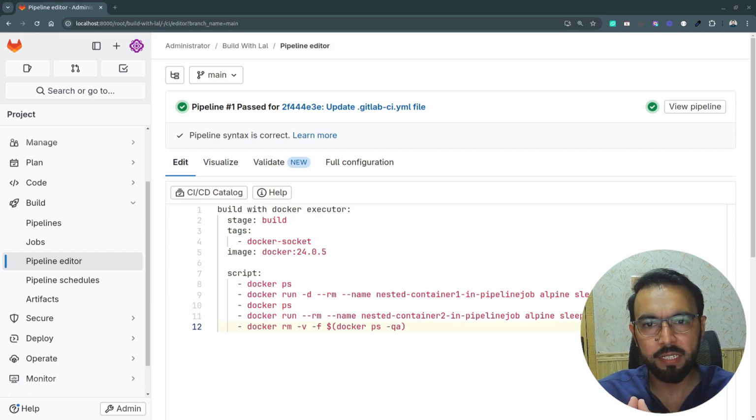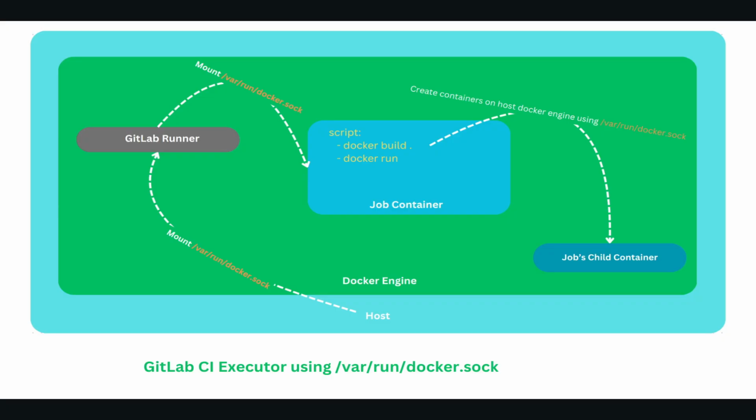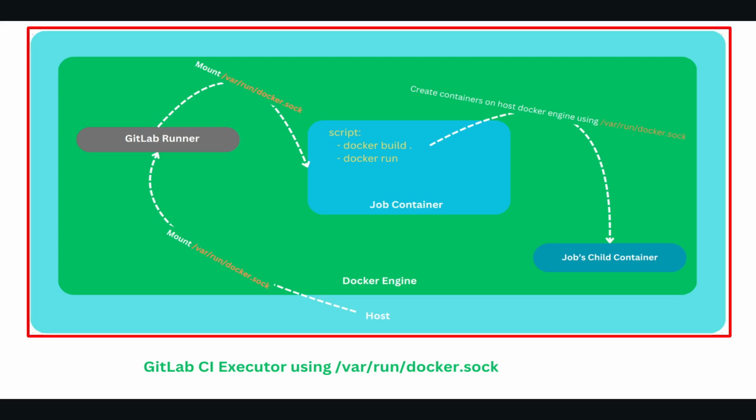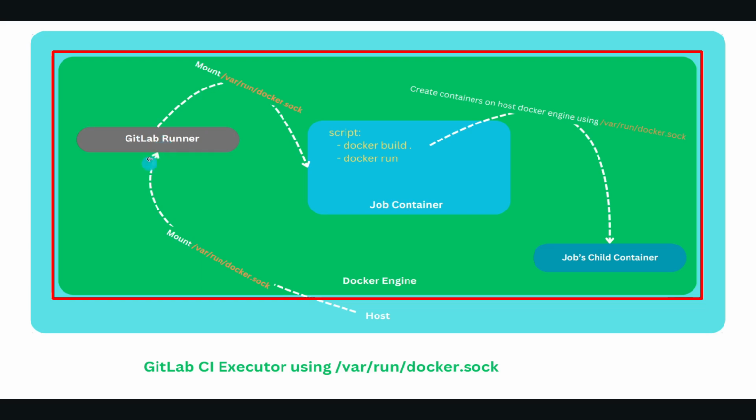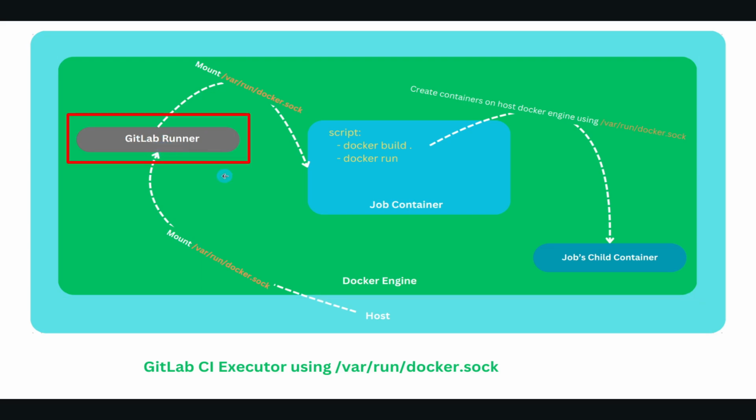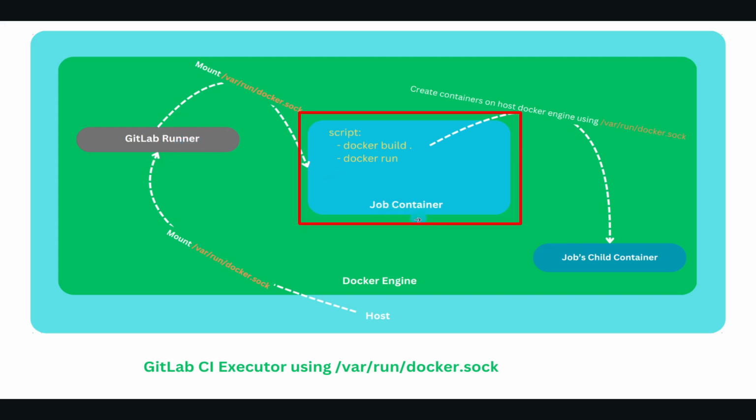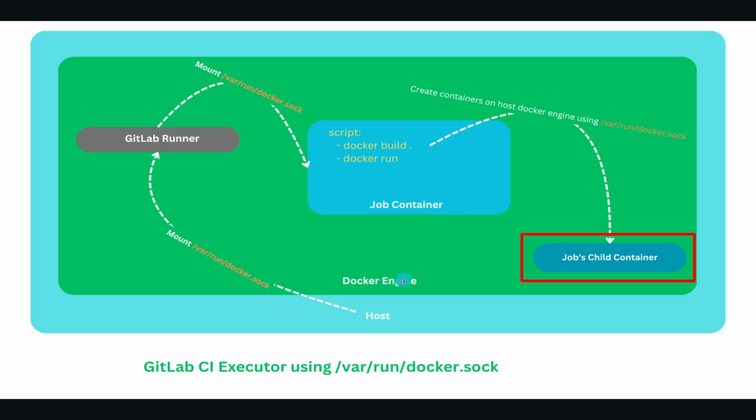But before moving to that, let's quickly revise how the Docker executor using Docker socket works through a simple architecture diagram. This is the architecture of the Docker executor using the Docker socket file. This is our host machine, and on the host machine we have this Docker engine, and on the Docker engine we are running our GitLab runner. When we run a pipeline, the GitLab runner will start a container called the job container, and in that job container we have this CI script that will do a docker build and a docker run. When we run the Docker commands inside that job container, any container or any image downloaded by that Docker CLI will be hosted on our host engine.